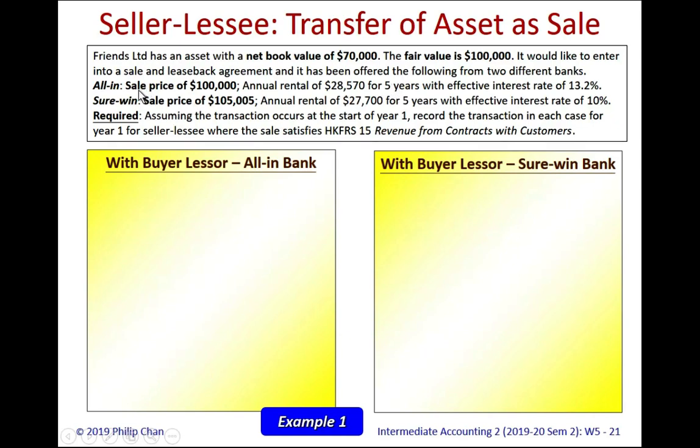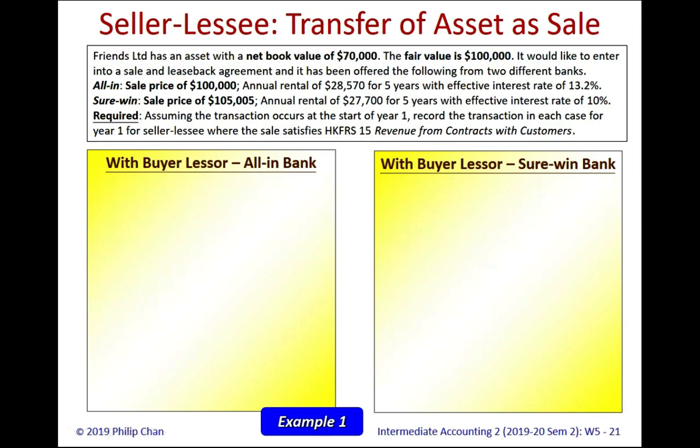So in the sales and leaseback agreement, you can see that the sales price for All In is 100,000 and the annual rental of 28,570 for 5 years with an effective rate of 13.2%. And for Shore-Win, sales price 105,005, annual rental 27,700 for 5 years with a different rate. Assuming that the transaction occurs at the start of year 1, record the transaction in each case for year 1 for seller-lessee only, where the sales satisfy Hong Kong FRS 15.